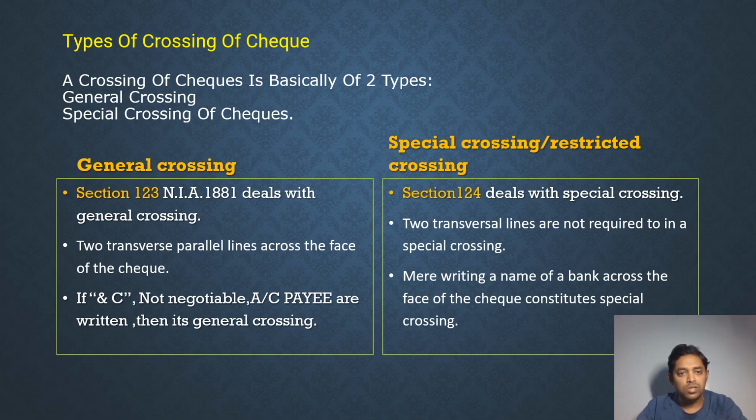Types of crossing. A crossing of check is basically of two types, general crossing and special crossing. General crossing: Section 123 of the Negotiable Instruments Act 1881 deals with general crossing. Two transverse parallel lines across the face of the check, with or without the words not negotiable or account payee written, make it a general crossing. Special crossing: Section 124 deals with special crossing. Two transverse lines are not required to be drawn in a special crossing. Merely writing the name of a bank across the face of the check constitutes special crossing.